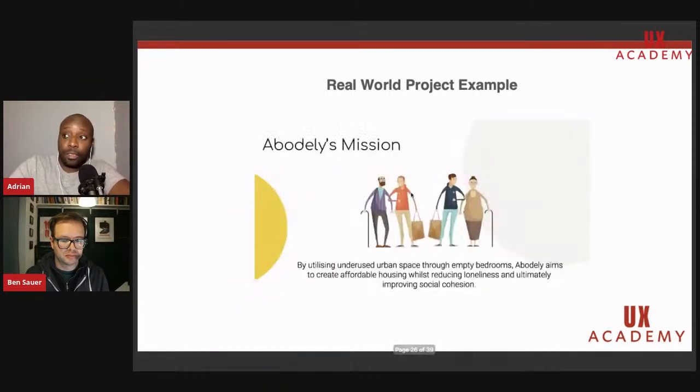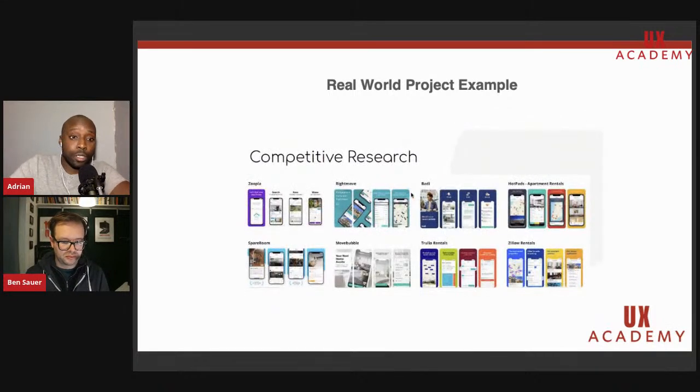Okay. And the mission was to, by utilizing underused urban spaces through empty bedrooms, Abodly aims to create affordable housing whilst reducing loneliness and ultimately improving social cohesion. So this is some of the research Kanisha did, who took the course. She did competitive research comparing other property platforms such as Zoopla, Rightmove, Baddy, which are based in the UK, and even ones called Zillow, which are out in the States, in America.